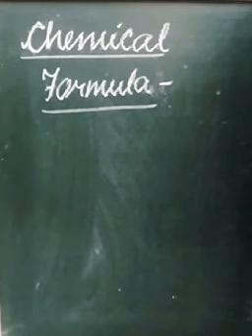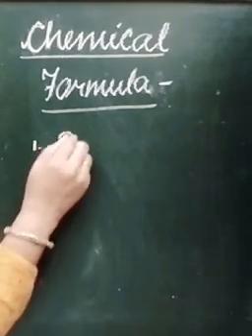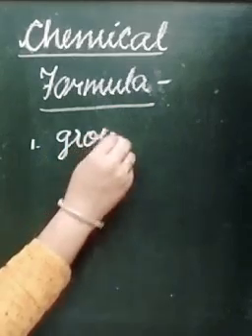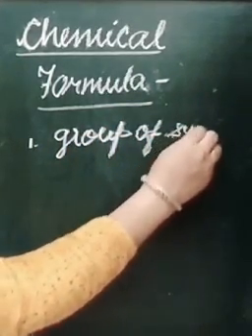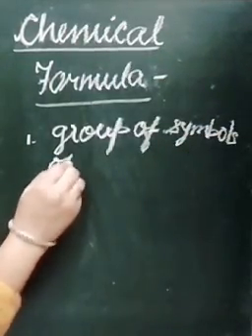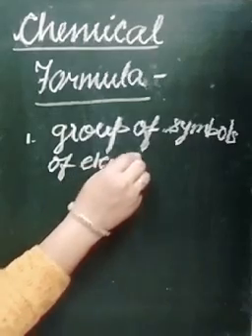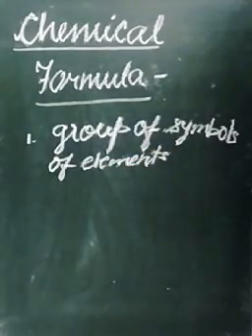and what are the elements present here. So, it's a group of symbols. First point, group of symbols of elements present in the molecule of the substance.